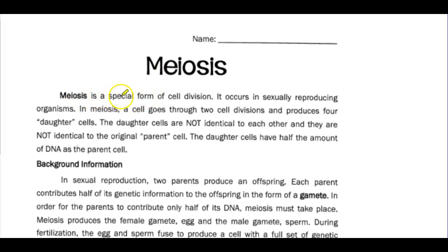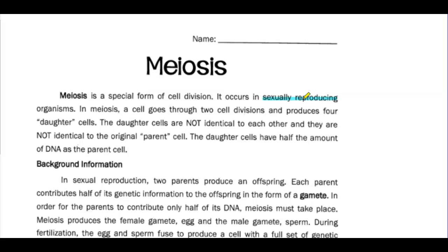So meiosis here is a special form of cell division. Some people pronounce it meiosis, some people pronounce it meiosis. There's no T in there, so that's how you can tell it's not mitosis like we did before. It's a special form of cell division, and it happens only in sexually reproducing organisms. So we're not going to do this unless we're reproducing sexually with eggs and sperm, okay?